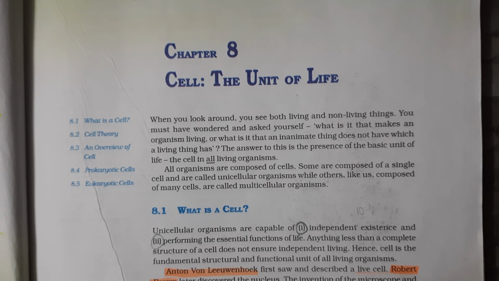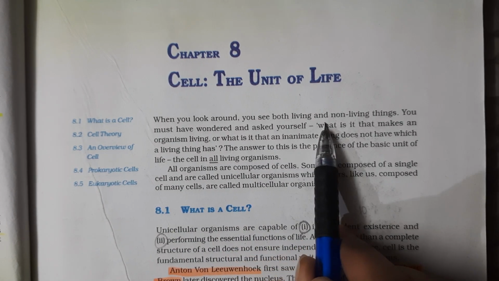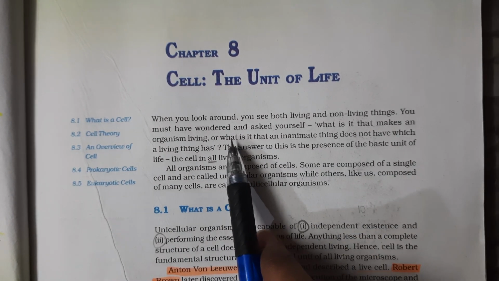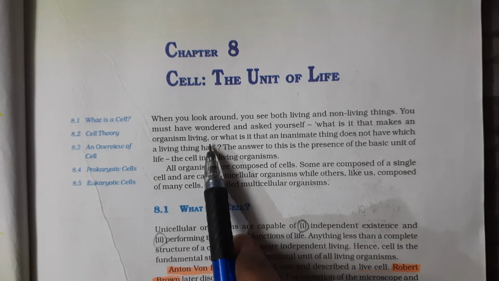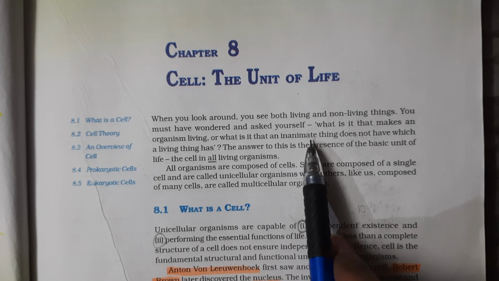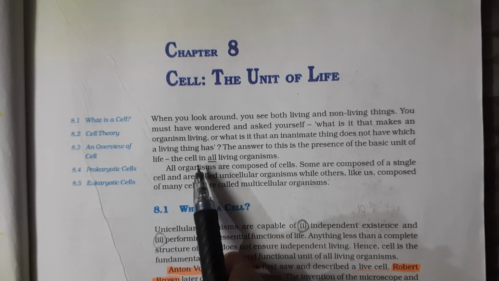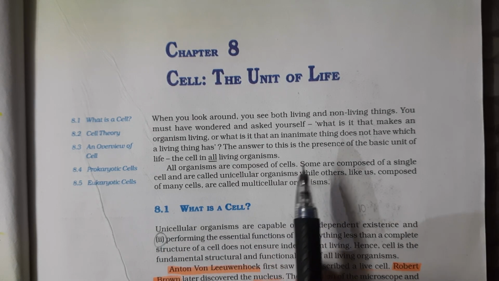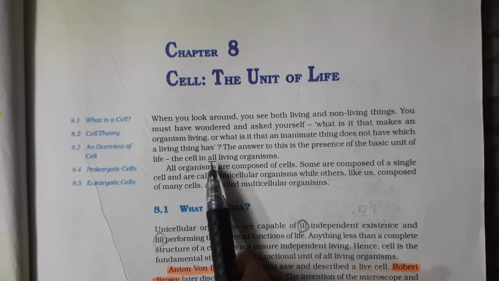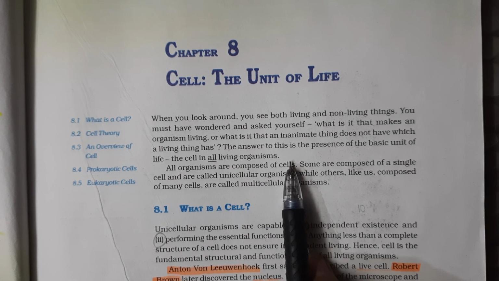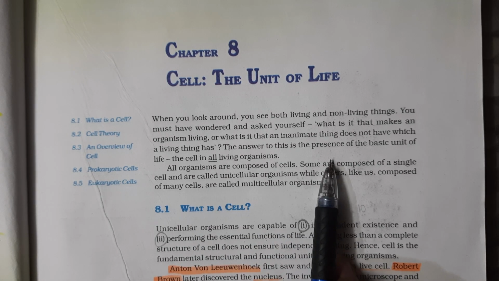So, let us start. When you look around, you see both living and non living things. You must have wondered and asked yourself, what is it that makes an organism living, or what is it that an inanimate thing does not have, which a living thing has? The answer to this is the presence of the basic unit of life, cell, in all living organisms. So, cell is present in all the living organisms.